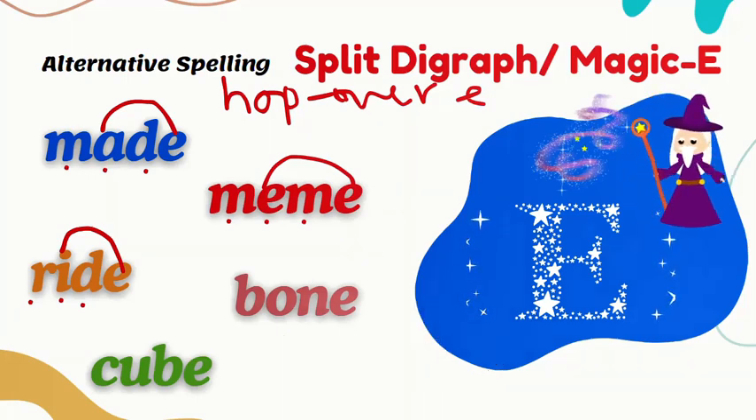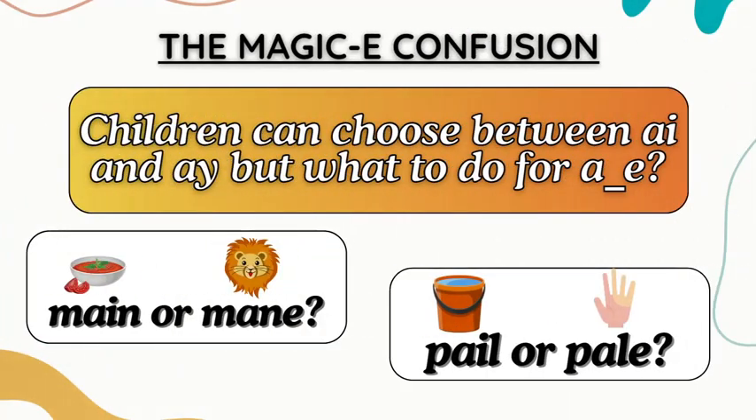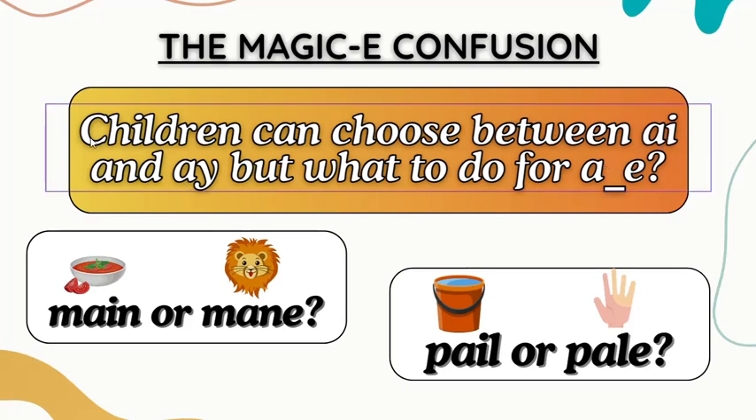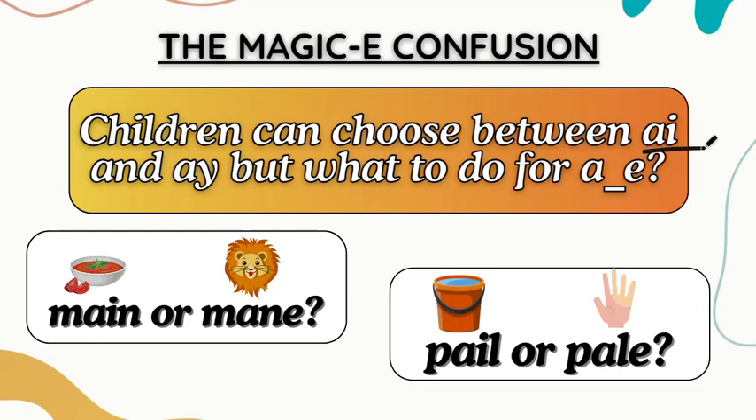Okay? Now I know that most of you watching me are teachers and parents, and they all have the same question, that children can choose between AI and AY because they have some rules. AI comes in the middle of the words for the long A sound, and AY at the end of the words for the long A sound. But what to do for A-E? It doesn't have any rule. Where would it come? Right?